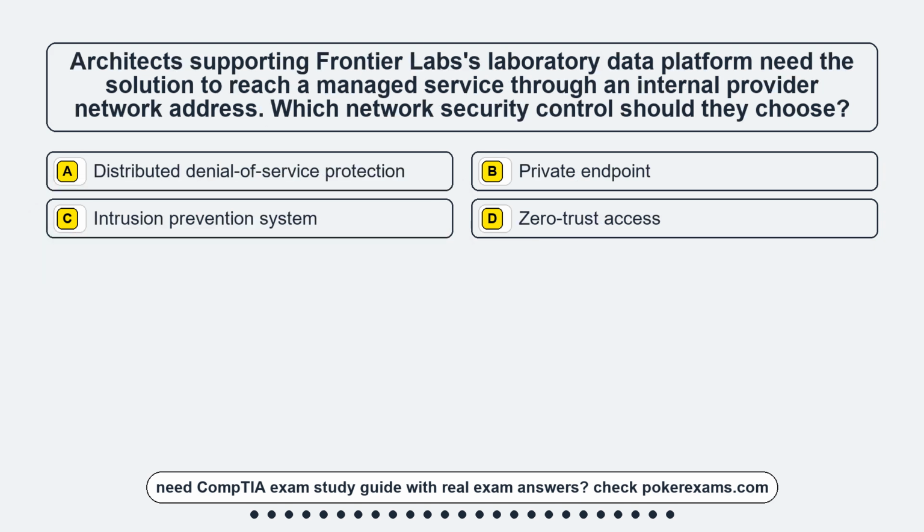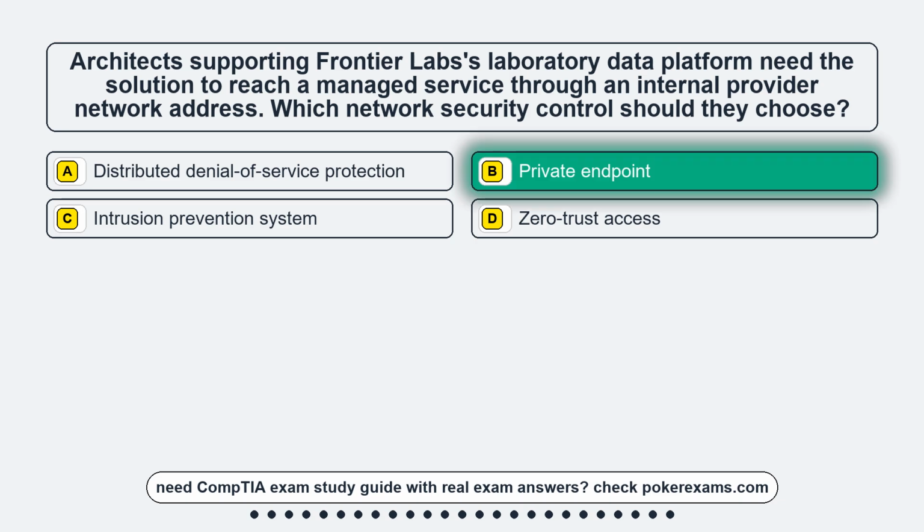Question 18. Architects supporting Frontier Labs' laboratory data platform need the solution to reach a managed service through an internal provider network address. Which network security control should they choose? Option A, distributed denial-of-service protection. Option B, private endpoint. Option C, intrusion prevention system. Option D is zero trust access. The correct answer is option B, private endpoint.